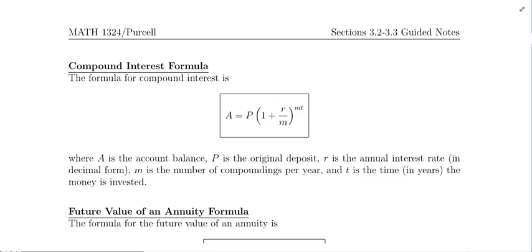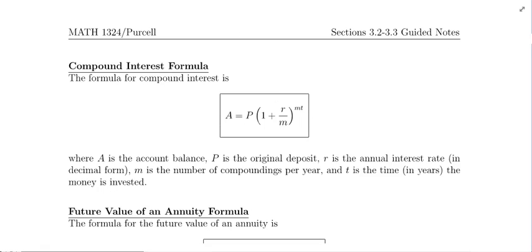Okay, so at the top of page 5, we have the compound interest formula once again. It is A equals P times (1 plus R over M) raised to the MT power. Again, A is the account balance, P is the amount of the one lump sum deposit, the original deposit, R is the interest rate as a decimal, M is the number of compoundings per year, and T is the time in years.